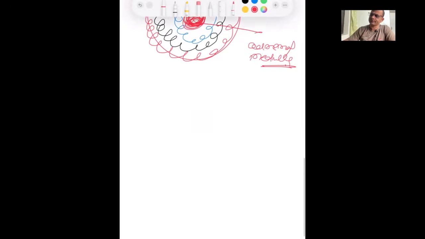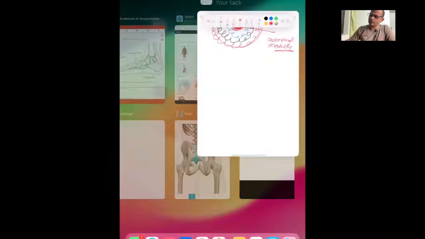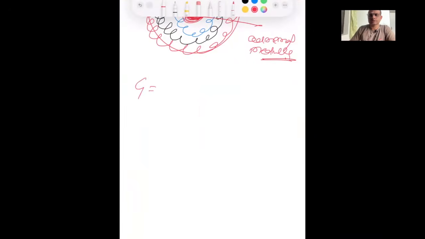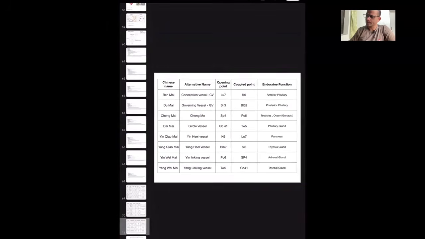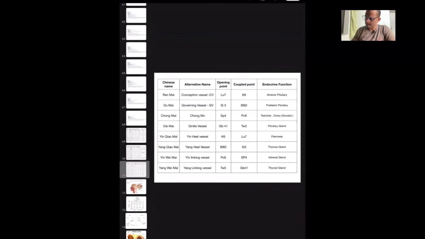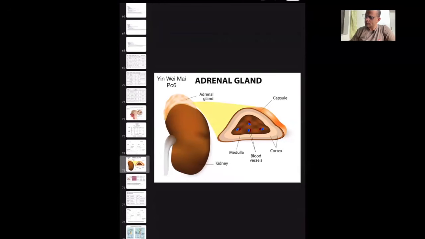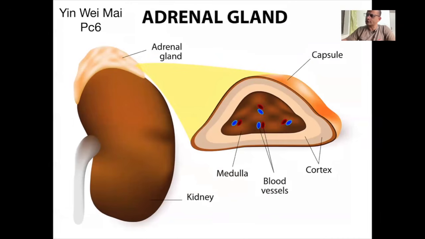Now GFR. So G means glomerulosa. So we are telling it zona glomerulosa. I will show you here. So we can see here, this is the outermost part of the adrenal gland. This is the outermost part, which is the adrenal cortex.